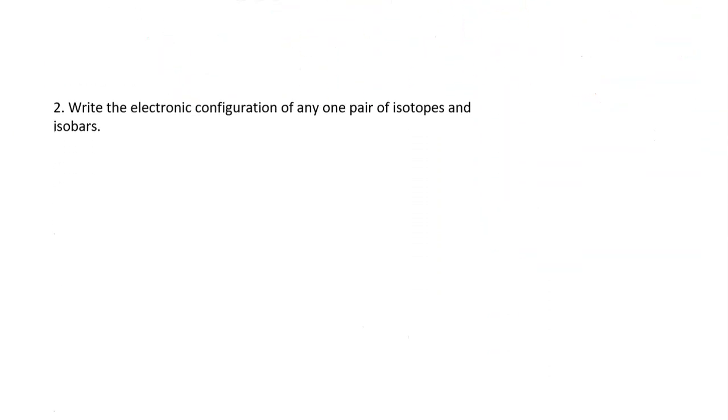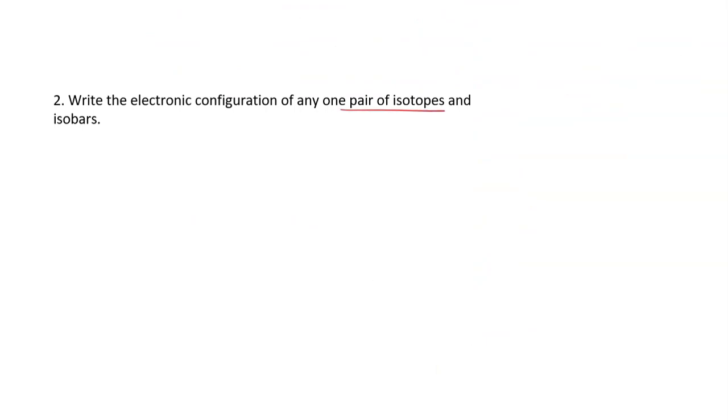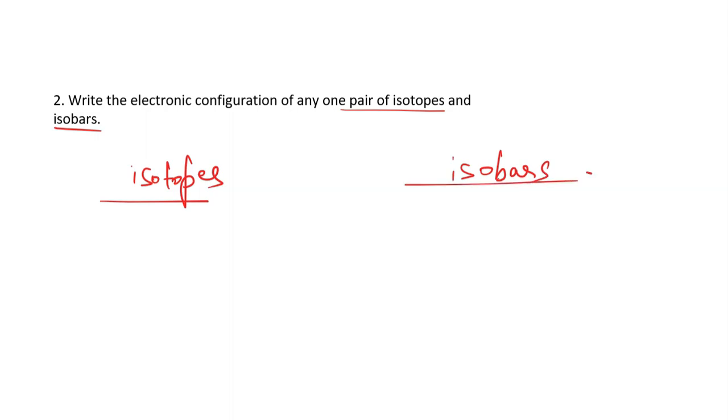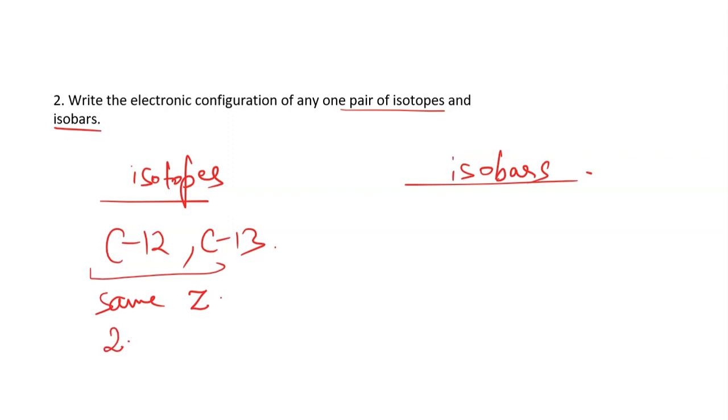Another one we will do. Write the electronic configuration of any one pair of isotopes and one pair of isobars. Any one pair. So any two isotopes we will take, any two isobars we will take. For isotopes I will prefer to take C12, C13. They have the same atomic number. So if they have the same atomic number, they are going to have the same electronic configuration. That means 2, 4. So for isotopes, electronic configuration will be the same.